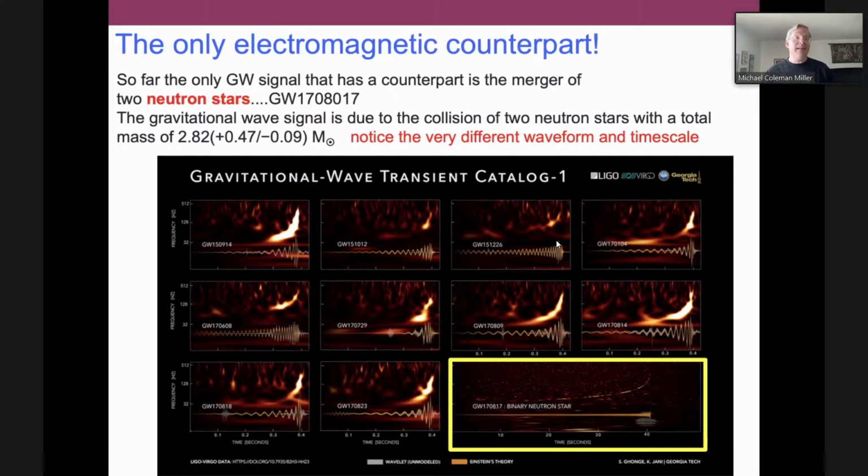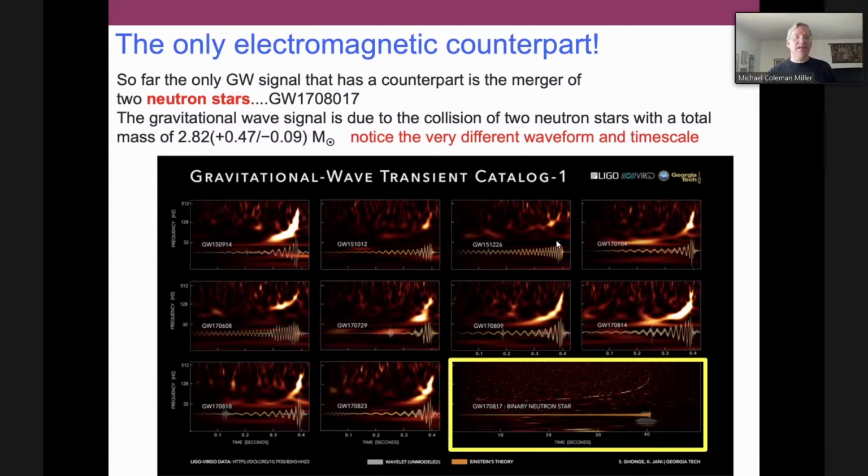This turns out to mean that in the frequency range observable with LIGO and Virgo, you tend to see a very rapid evolution if they're two black holes, and a much longer evolution if they're neutron stars. Here we have a variety of waveforms, and if you can see this, the time in seconds, 0.1, 0.2, 0.3, 0.4. So these are typically lasting a few tenths of a second. But for the neutron star, the time in seconds, 10, 20, 30, 40, it was in band for more than a minute. Very different waveform, very different time scale.